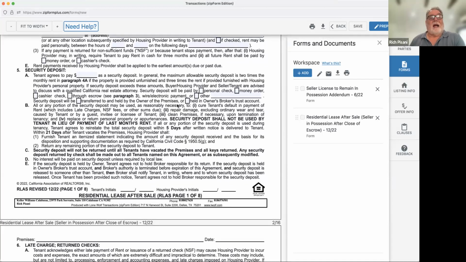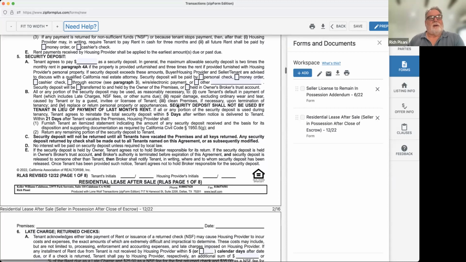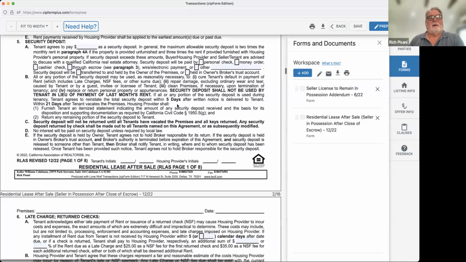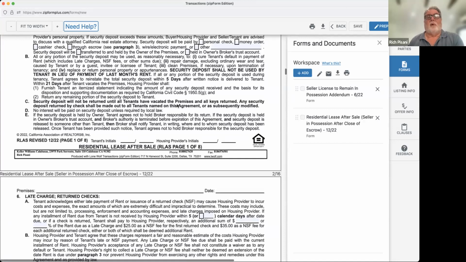The security deposit will not be returned until the tenants have vacated the property and all keys are returned. Any security deposit returned by check shall be made out to all tenants named in this agreement or as subsequently modified. No interest is paid. Security deposits are held by the owner. Tenant agrees not to hold the broker responsible.